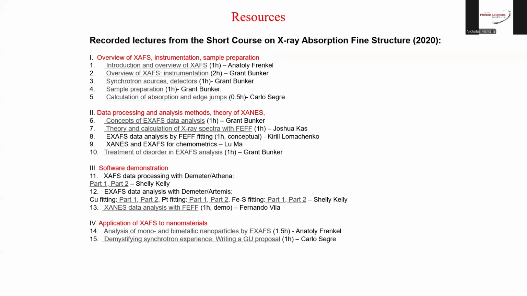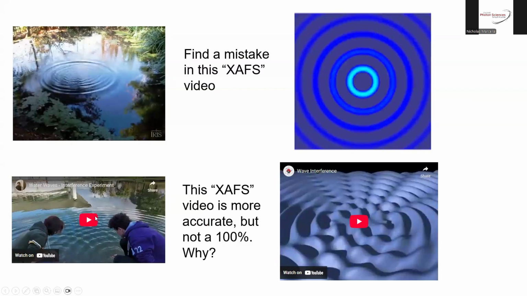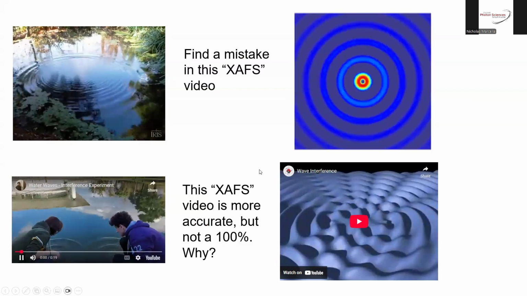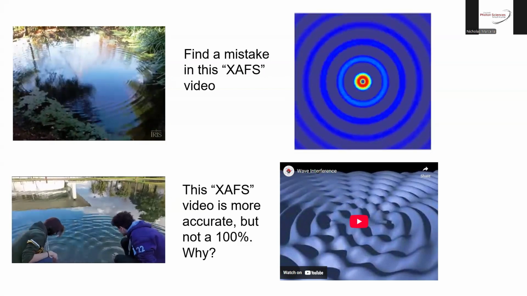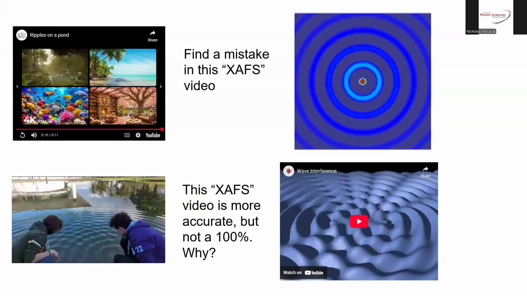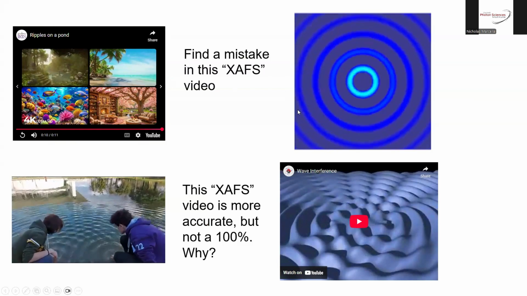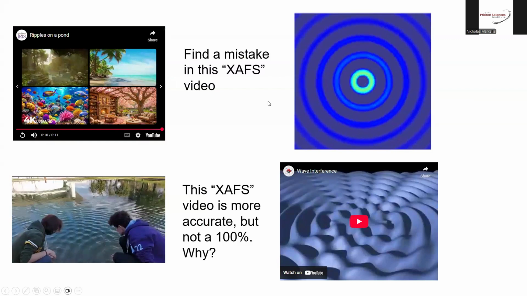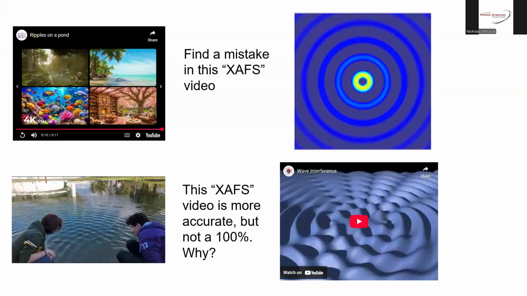And I want to finish with a question. There is a mistake in one of these figures. I'll tell you in which one of these videos does not describe XAFS as correctly as it may seem. Although the wave interference is right, everything seems to be fine, but something about it is off. What do you think is off? Does it correctly describe X-ray absorption spectroscopy?